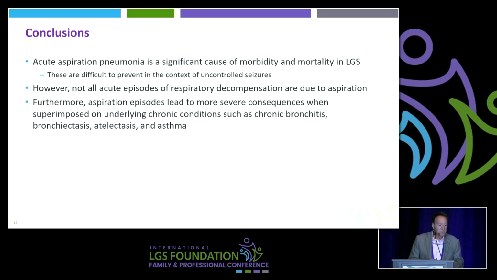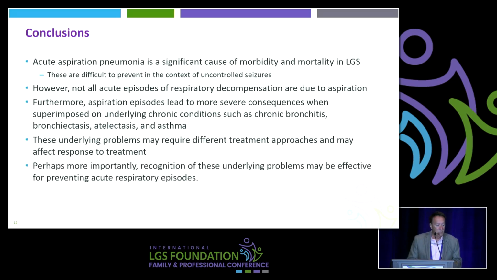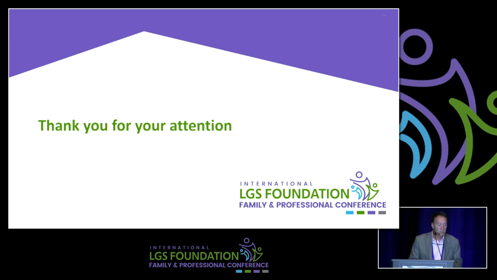Furthermore, aspiration episodes lead to more severe consequences when superimposed on underlying chronic conditions that I mentioned, such as chronic bronchitis, bronchiectasis, atelectasis, and asthma. And these underlying problems may require different treatment approaches and may affect the response to treatment. So perhaps more importantly, recognition of these underlying problems can be an effective way of preventing some of these acute respiratory episodes that people with LGS may be susceptible to.